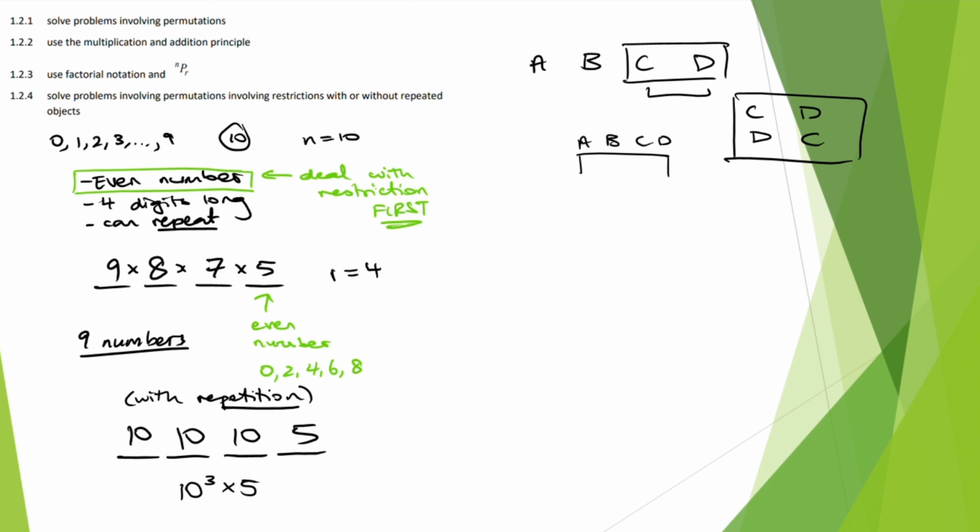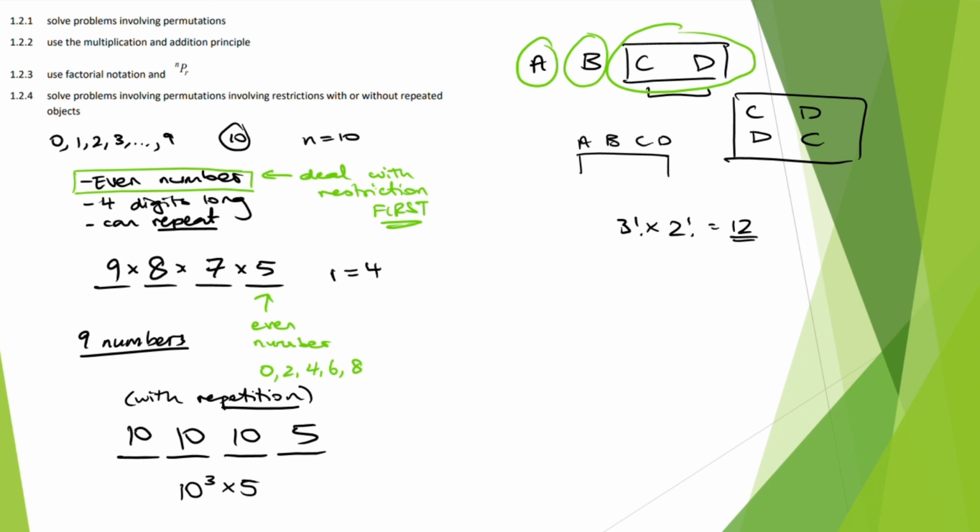And we can consider the group as one object. So we have 1, 2, 3 objects. And as a result, we have 3 factorial ways of arranging those 3 objects. Now within C and D, we can arrange C and D 2 factorial ways because we have CD and DC. So we have 3 factorial times 2 factorial, which is equal to 12 different possible arrangements.